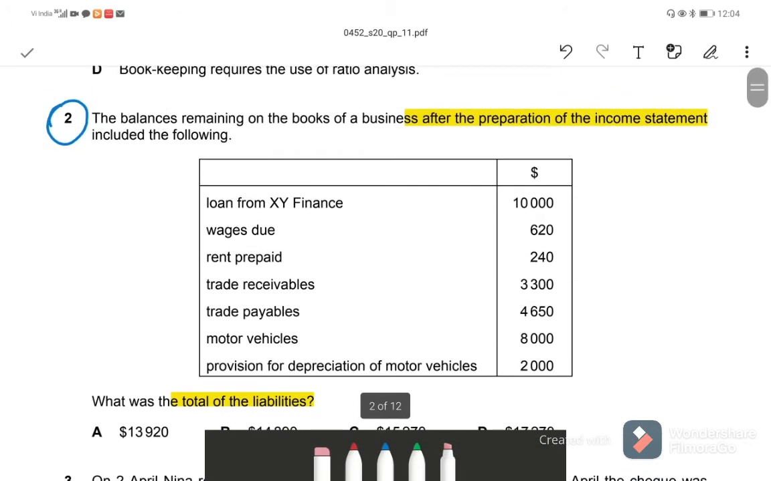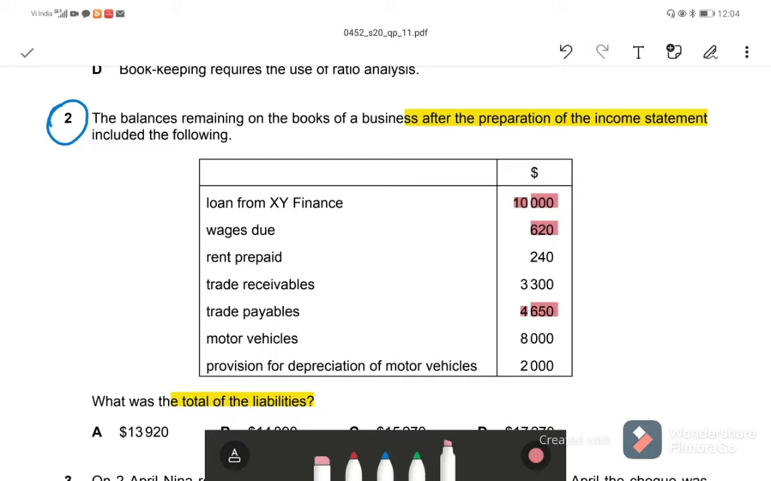Loan from XY Finance. Loan is a long-term liability. Wages due, wage not paid yet. That is the current liability. Rent prepaid. Rent prepaid is, before the time business has paid the rent. It is a current asset. Trade receivables. That is the customers owes money to the business. That is the current asset of the business. Trade payables. Yes, that is another current liability. Motor vehicle asset, provision for depreciation is the expense.